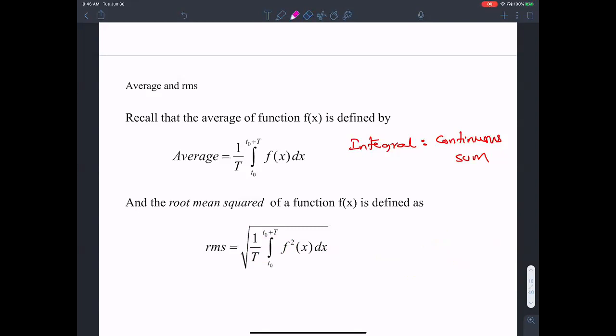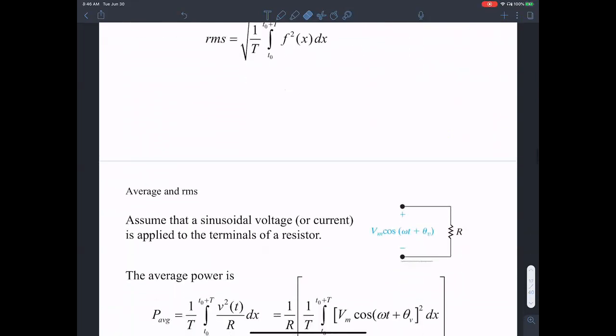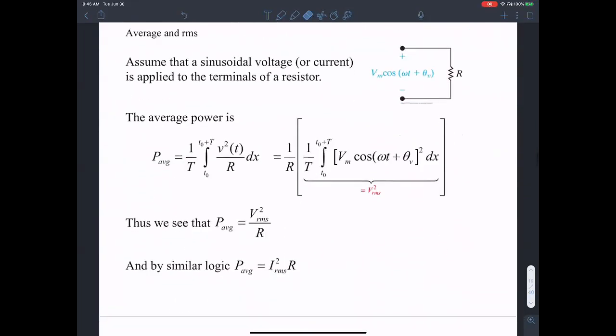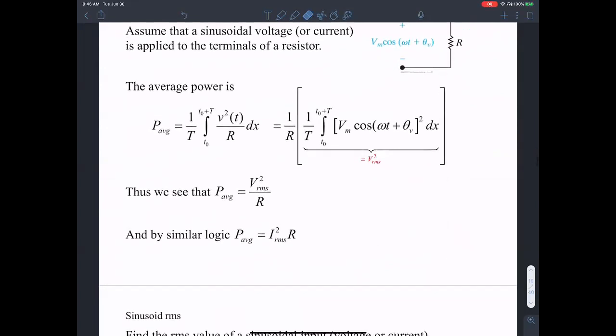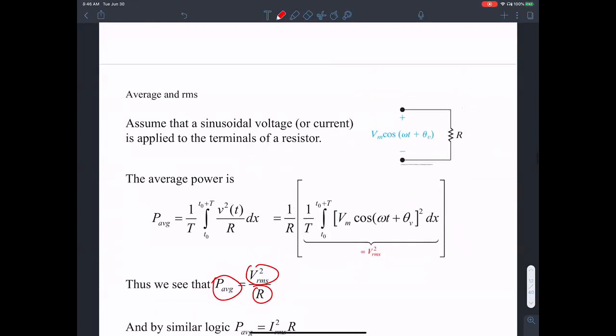So what we like to do is to square the function first, then take the average, and then do the integral of it. That's the idea. We do the root mean squared calculations. When we do the root mean squared calculation, we see that the average power is VRMS squared over R. This is simply for a voltage of Vm cos(omega t plus theta V).